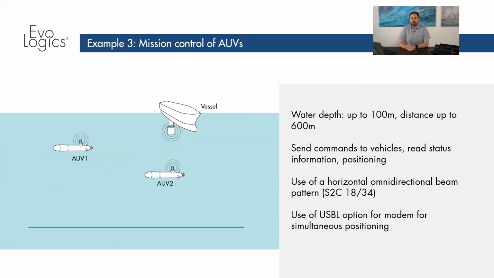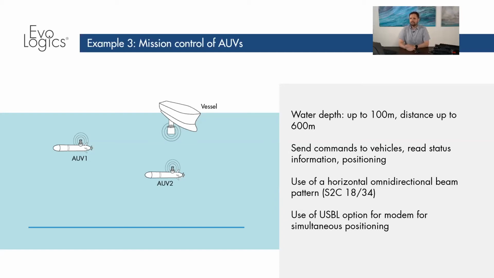Finally, also a very common application is mission control of AUV operation. So in this case, it's very common to have water depths up to 100 meters, even more, but commonly, and then distances of 600 meters, frequently also more. And we can, with the modems, send commands to the vehicles, read status information. And if you combine the acoustic modem with a USBL transceiver that does both the positioning and the transmission, you can also have the positioning and navigation of this vehicle.